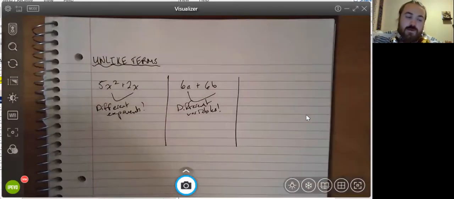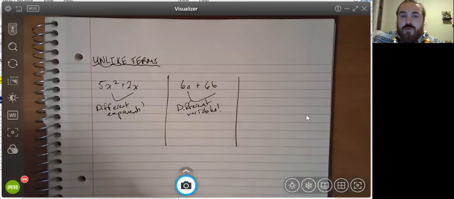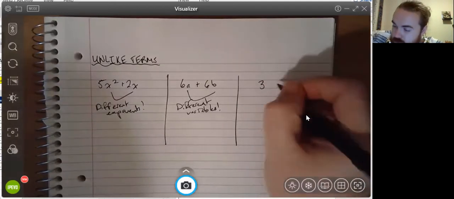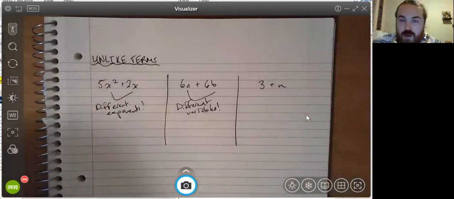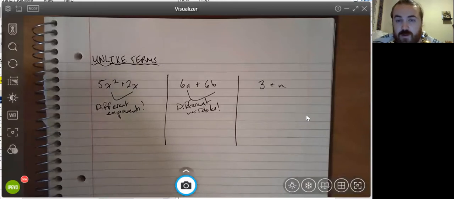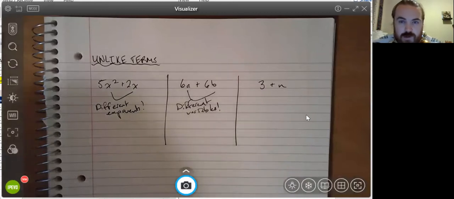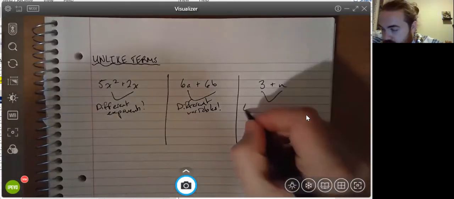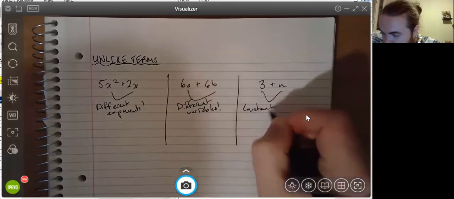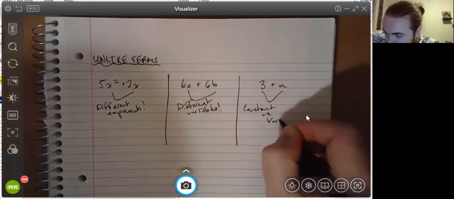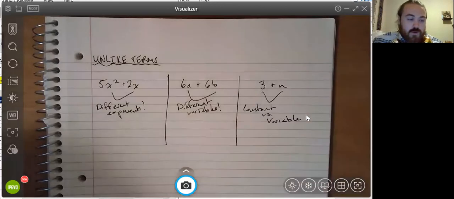All right, last sort of combination of unlike terms. That would be something like 3 plus n. You can't add 3 plus n and get something like 3n. Remember, 3n means 3 times n. So if n was 2, 3 plus 2 would be 5, but 3 times 2 would be 6. So make sure that here you're not combining them. You can think of it in terms of a constant versus a variable. And different teams are always going to play against each other.